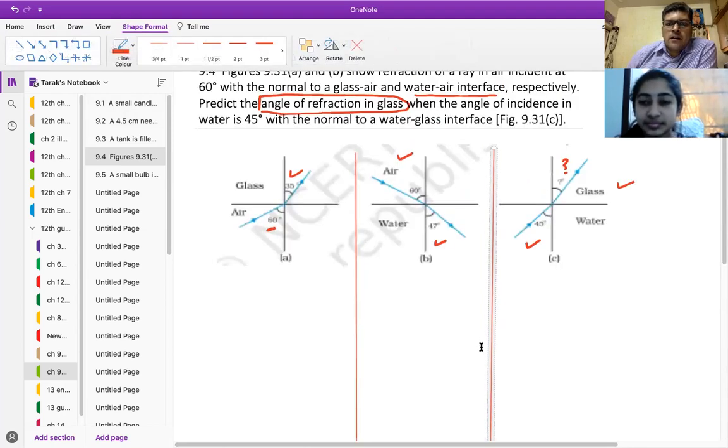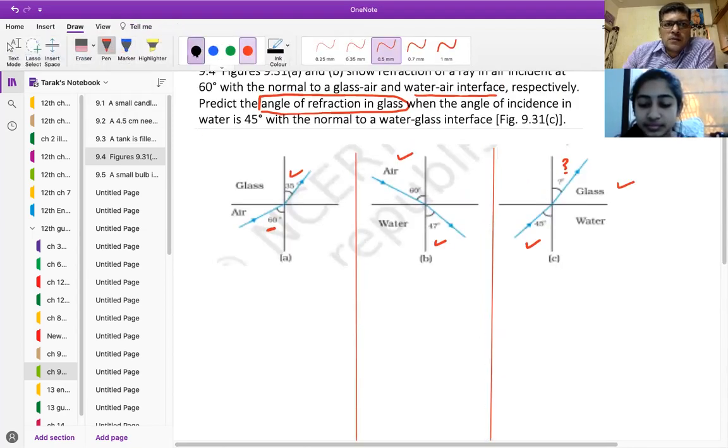So I have partitioned all those things together. In these figures only two things are important: one is your values, and the second is where it is starting its journey, because you have to use Snell's law.